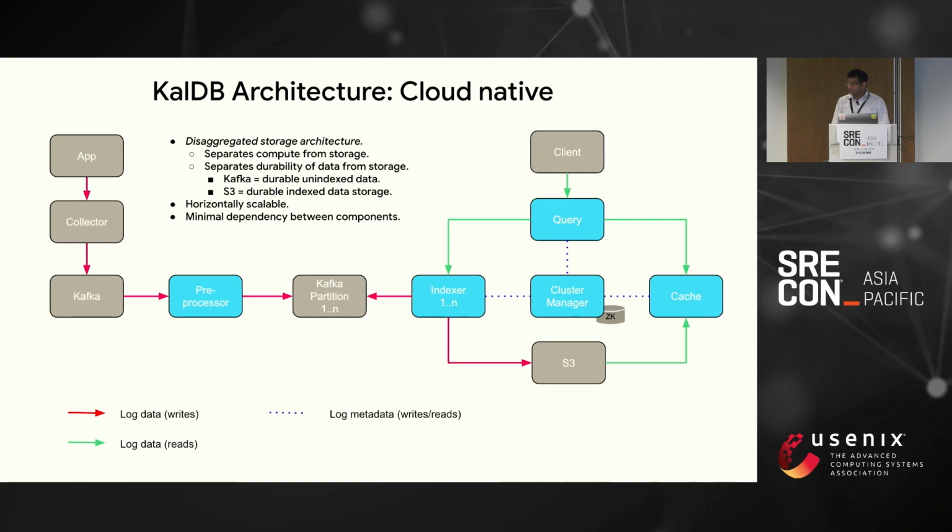And Kaldb is horizontally scalable, and it is designed so that there is minimal dependency between components. As systems scale, usually all the components become tightly coupled, and a failure in any one component takes the entire system down. So Kaldb is designed to have minimal dependency among components. For example, if the cluster manager goes down, the reads and writes are not affected, which is not the case with something like Elasticsearch or Kafka.